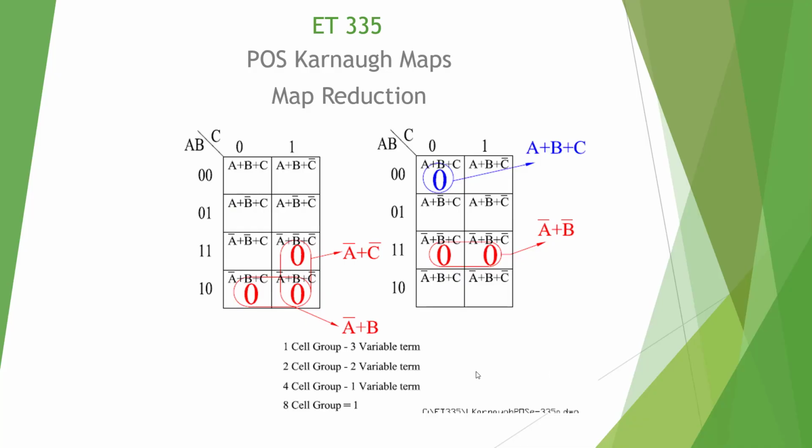Okay, here are some more map reductions. We have a group of 3. We can't do 3s. We have to have 2 groups of 2. So in here, A bar stays, B bar goes, and C bar stays. And down here we have A bar stay, B stays, and C bar is out because they're contradictory. Here we have a single unit. It's going to be A plus B plus C.